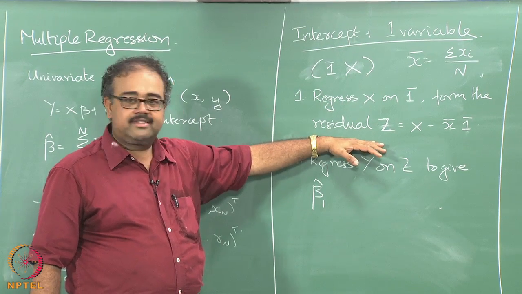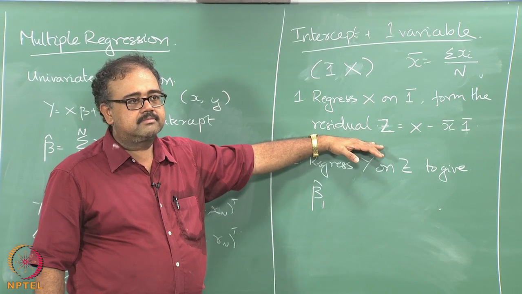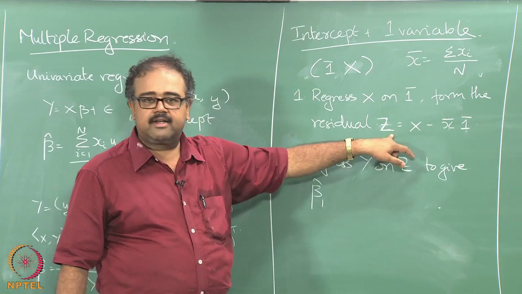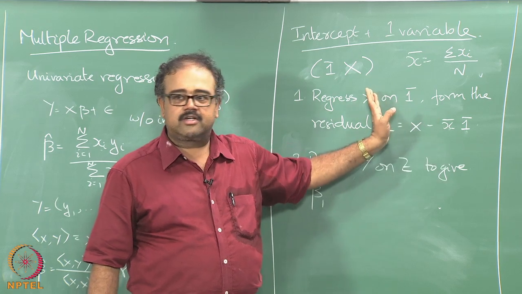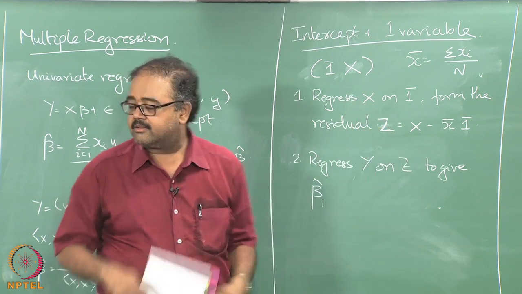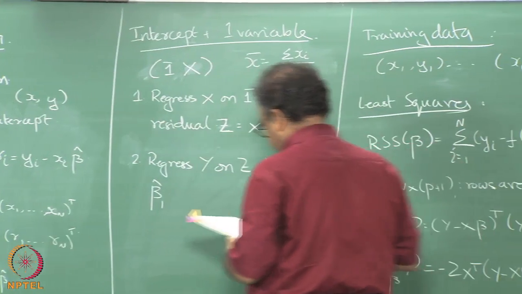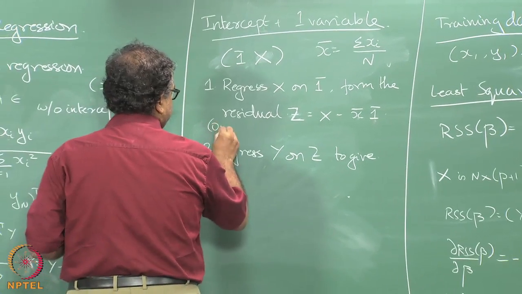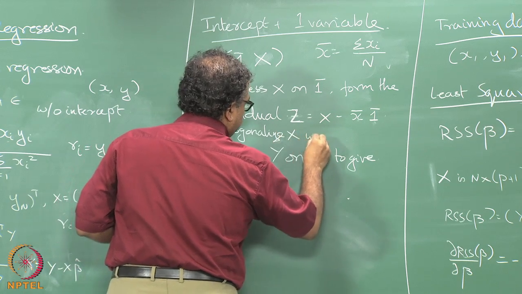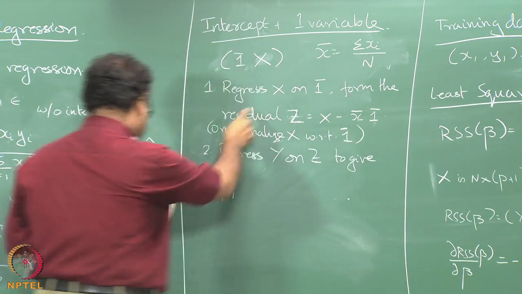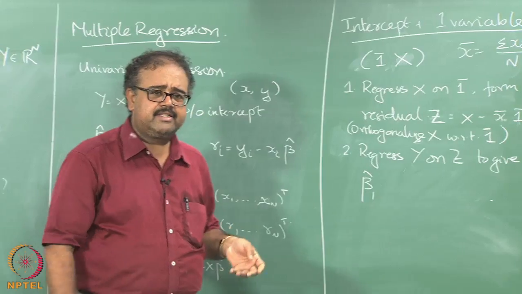If you think about what I have done here, this is essentially making it orthogonal to the 1 vector. So the z vector is essentially the x vector, the component of x that is orthogonal to the 1 vector. Going back to how we did the univariate regression, that is what we have done here. Does it remind you of anything that you already looked at?